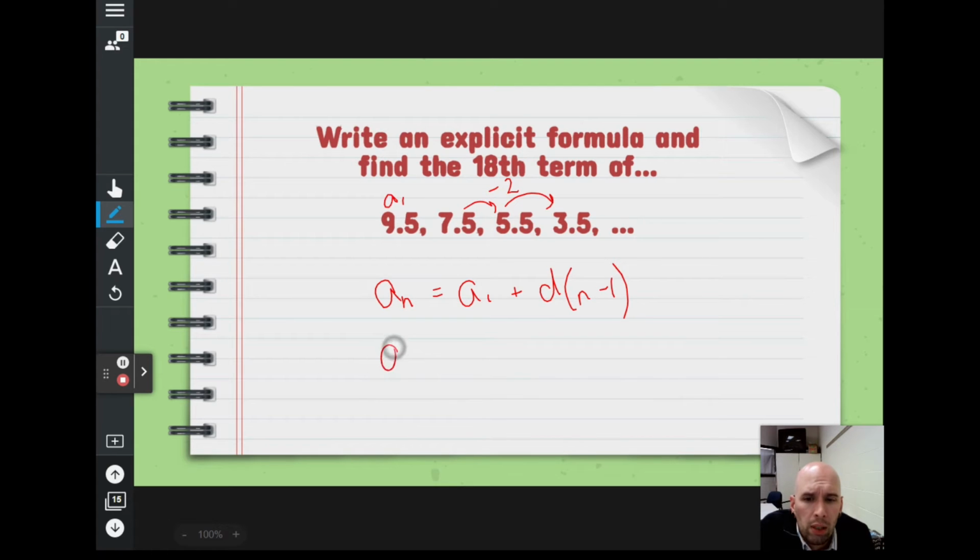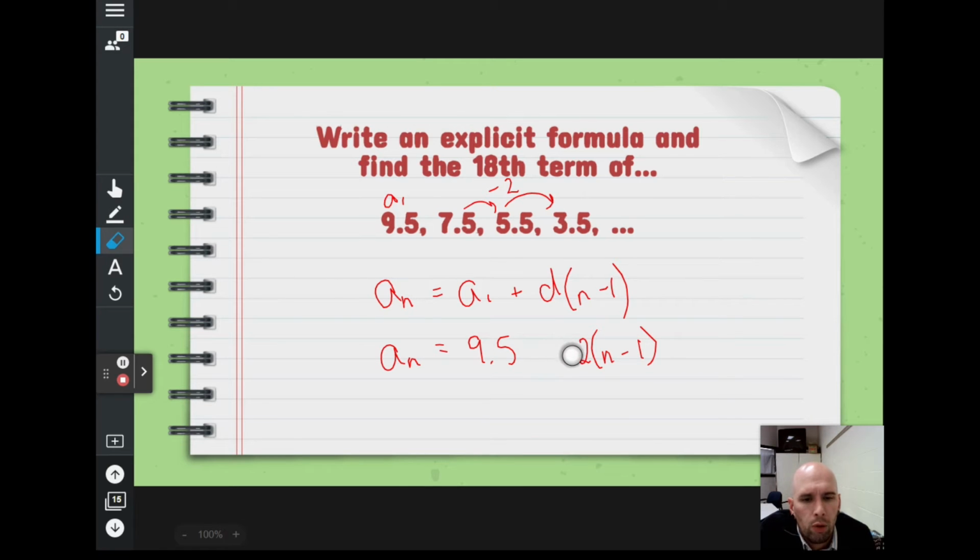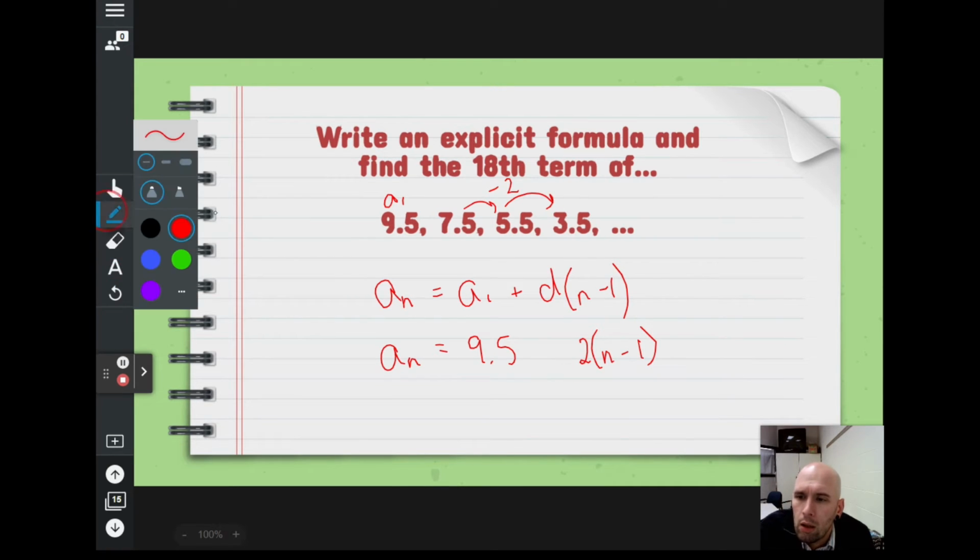So the formula is going to be A sub n equals 9.5 plus D times n minus 1. Oh, and I know D. D is negative 2, so let me fix that. D is negative 2, so let's put that in there. So I could probably put minus 2 instead of plus negative 2. That would look a lot better. That's my answer, and I'm sticking to it.